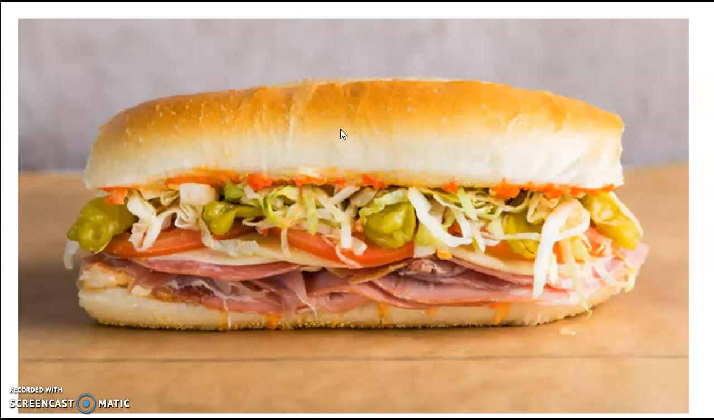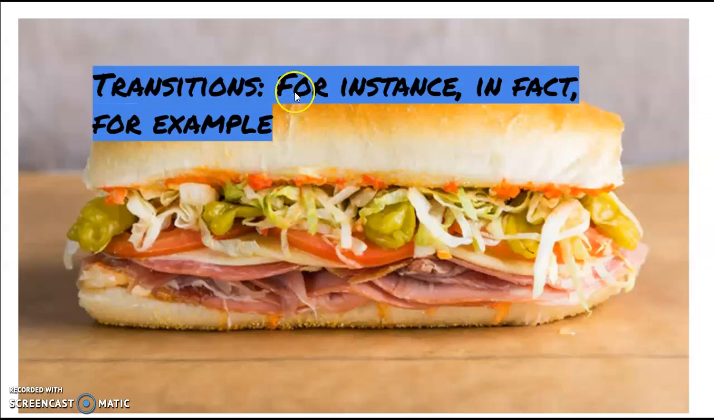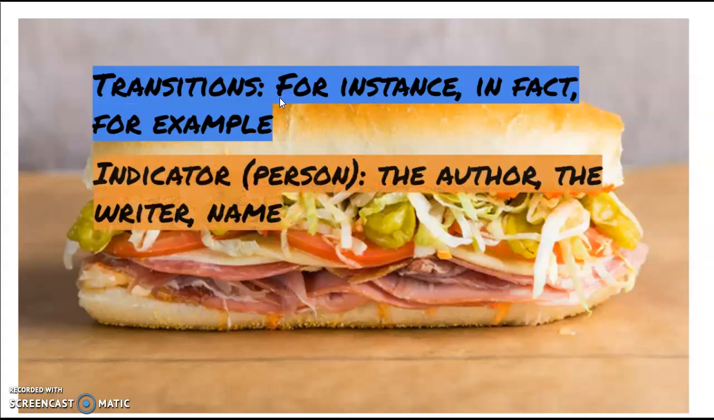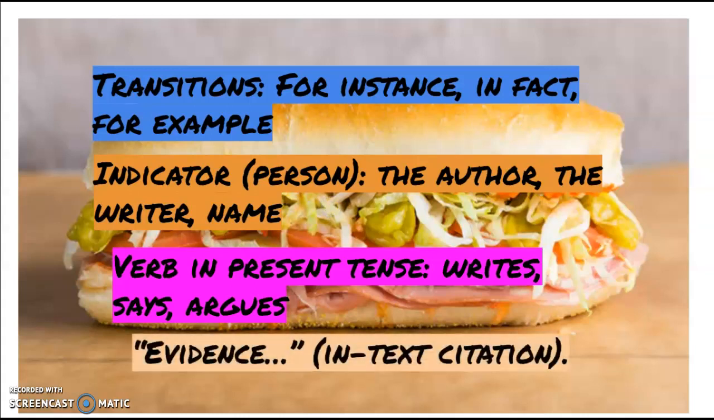Now remember, I can't just drop the quote in. I need these parts. Transition: use a transition to signal, hey, there's evidence coming. Let the reader know who said this quote. Was it an author, a writer, a person in authority? We need a verb. Without the verb, we don't have a complete sentence. And then drop in that quote, with your in-text citation. Let the reader know where it came from.